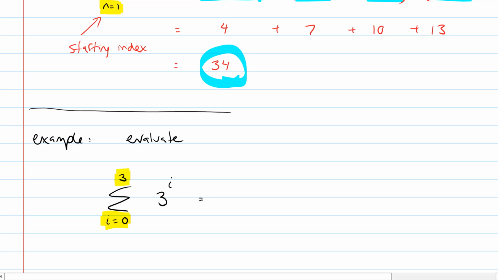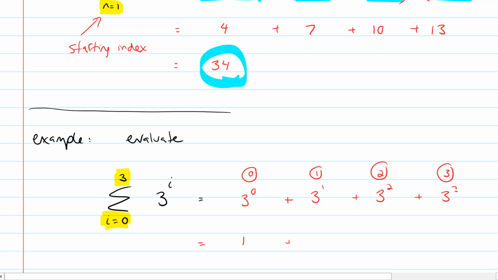But our index now for this particular problem is an i, and so we're going to start with 0. And then adding 1, you're going to get 1, and then 2, and then we're going to go up to 3. And so when I plug in i equals 0, I get 3 to the 0. When i is 1, I get 3 to the 1. When i is 2, I get 3 to the 2. And when i is 3, I get 3 to the 3.